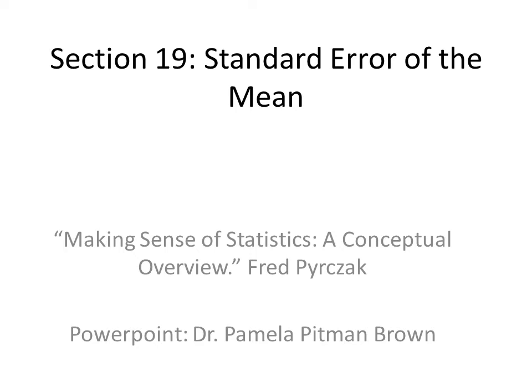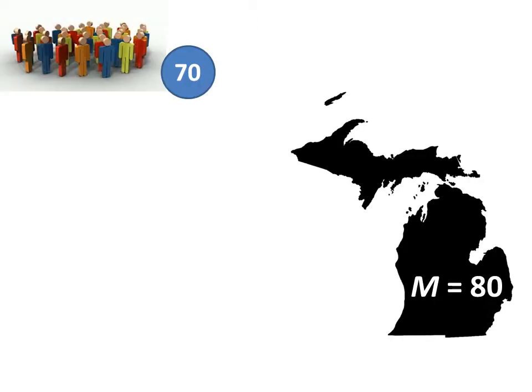So we're beginning section 19, standard error of the mean. Let's suppose there's a large population, and you can see this large population of Michigan with a mean of 80 on a standardized test. And let's say that the researcher doesn't have any of this information, but wants to estimate the mean of the population by testing only a sample.